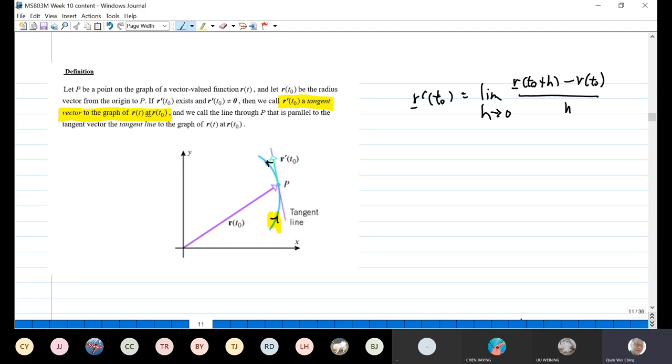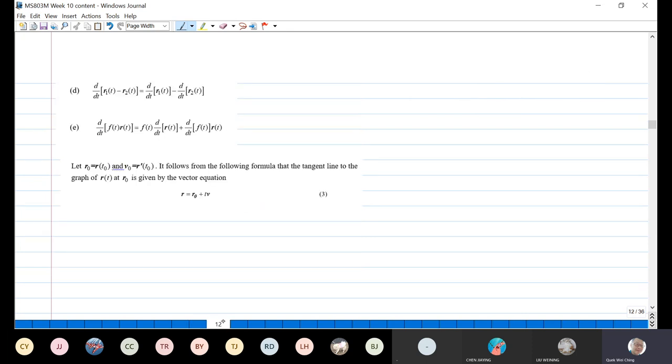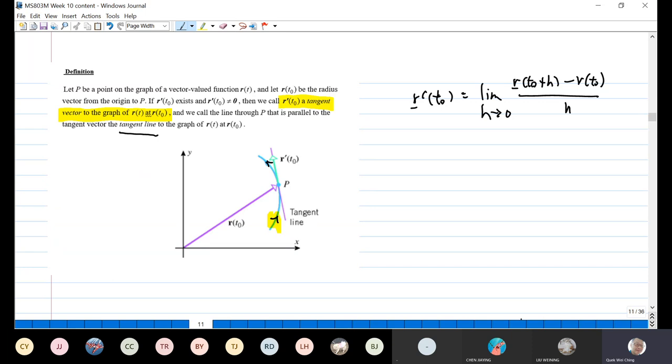Then what we're going to do is find the tangent line. How do we find the tangent line? Looking at this graph, the tangent line has an equation. What is the equation of a line? Usually, we have the equation of a straight line, something we will use a lot in exercises afterward.